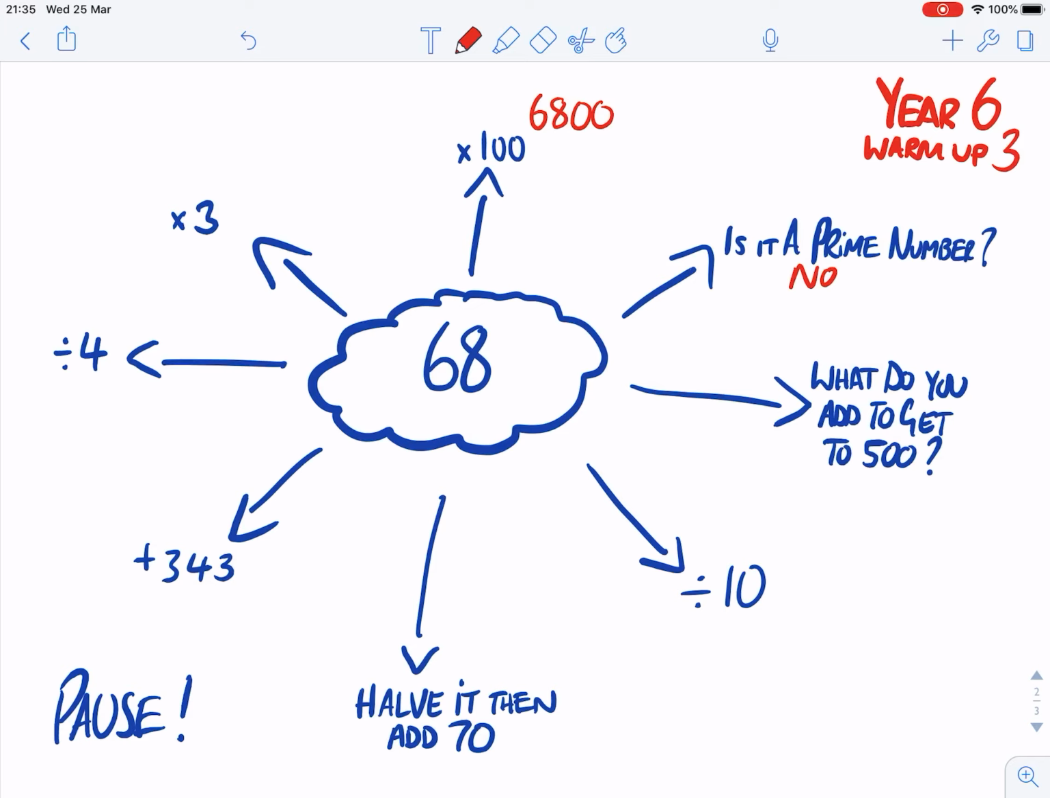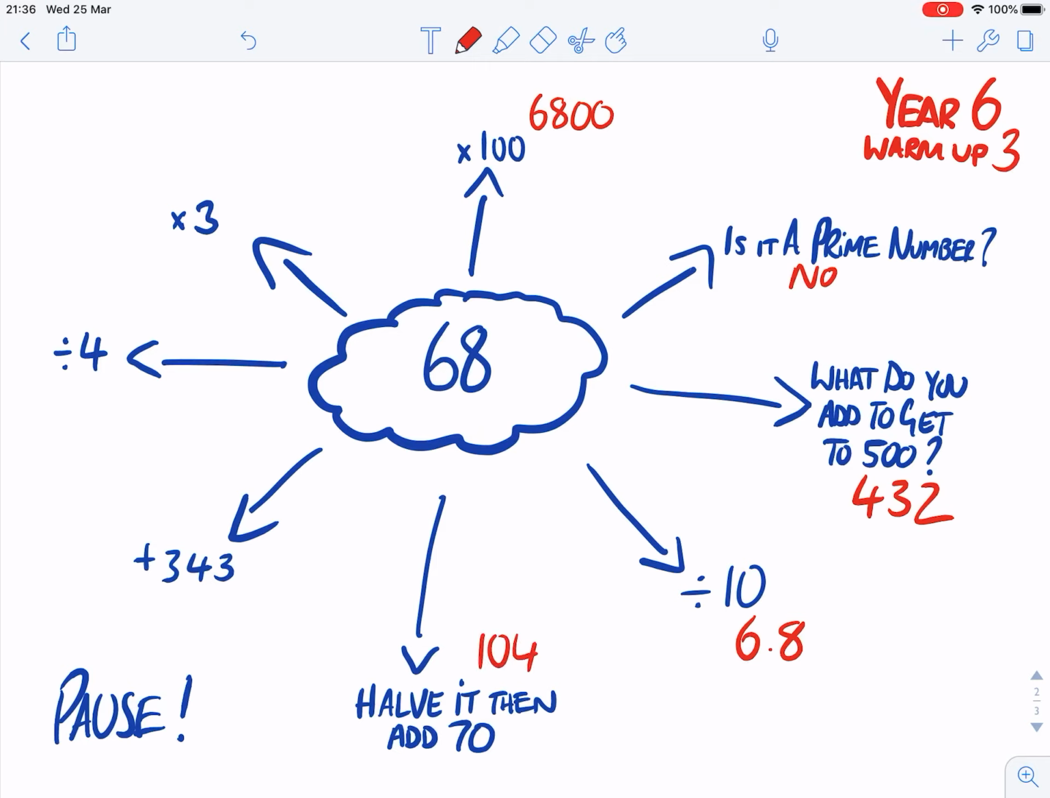What do you add to 68 to get up to 500? So the way I would do it is I would add 400 on, and then I would add 30 on, and then I would add 2 on. So altogether I've added 432. Divided by 10, remember I get 6.8. Halve it, then add 70. So halving it would take me down to 34. Adding on 70 is 104.